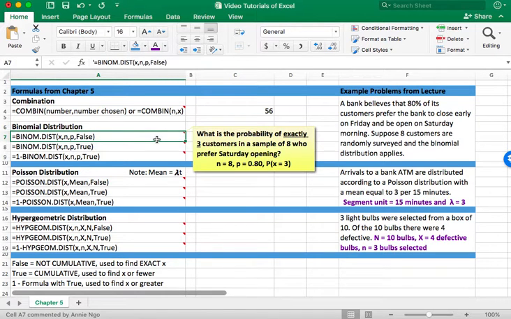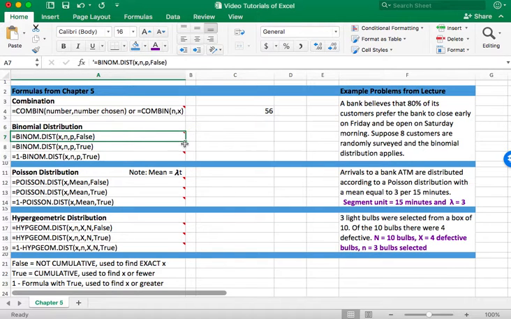So first here, what is the probability of exactly 3 customers in a sample of 8 who prefer Saturday openings? So we know that we're looking for an exact number. We'll make sure to use the word false. So here our n is still 8. Our probability, or our p, is still 0.8, or the 80% from the word problem. And what we're interested in is the probability of exactly 3 customers. That's the P of x equals 3.